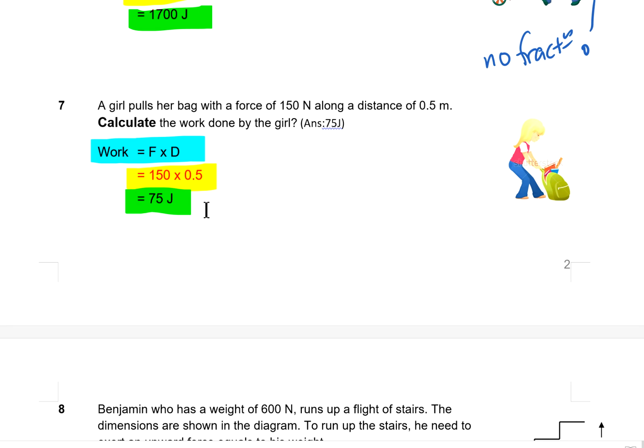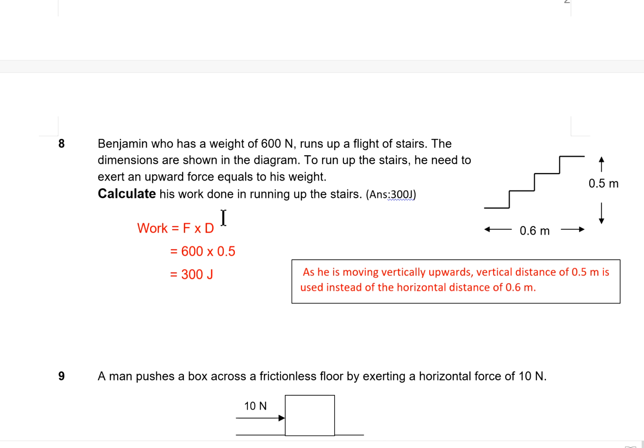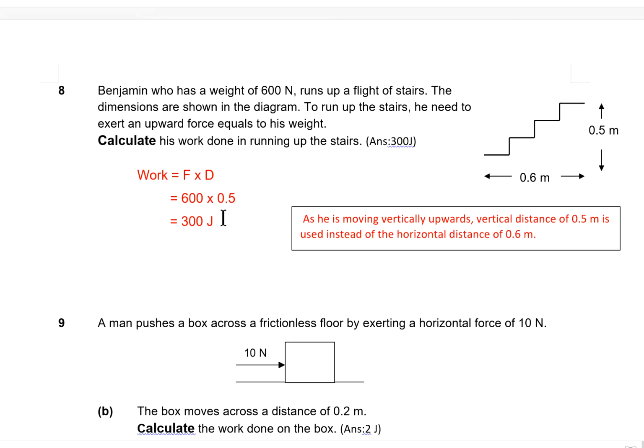So the answer is 75 joules. Let's go on to question 8. Question 8 is slightly different. You read the question, it says Benjamin runs up the flight of steps and then you're asked to calculate the work done. Now, they did not tell you how much force is needed to go up, but you need to know that for a person that is 600 newtons, okay, so let's say this is Benjamin.